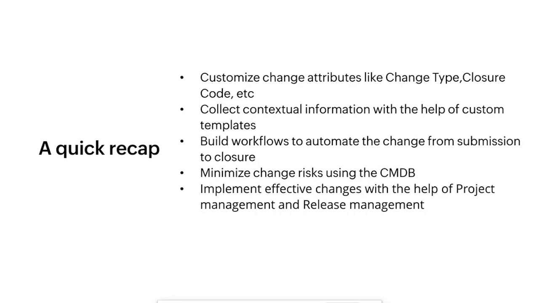So we saw change attributes. We saw that it could be customized in the admin section, and you could customize change type, closure code, all those. Those would be the base setup. You could also set up conflict detection, right? And you could create new templates, which would be a drag and drop canvas. You could create templates for projects and releases too. And you could add roles, and you could add form rules, and you could add various pre-populated sections in various stages of the change.